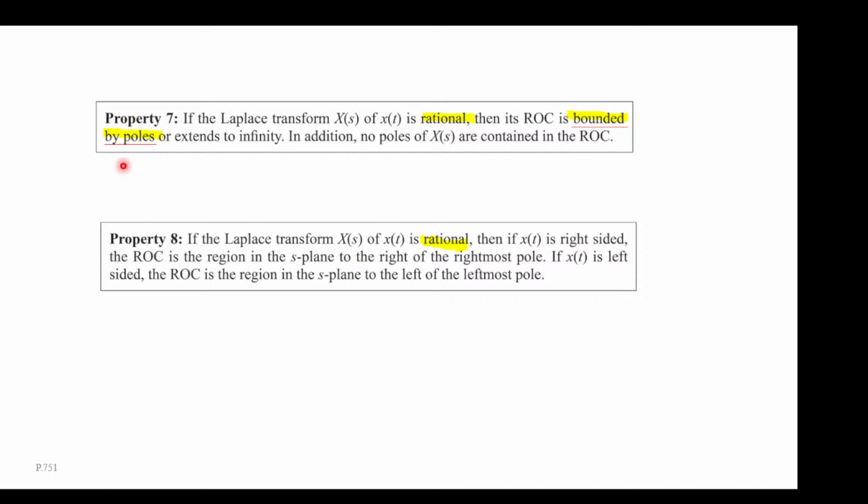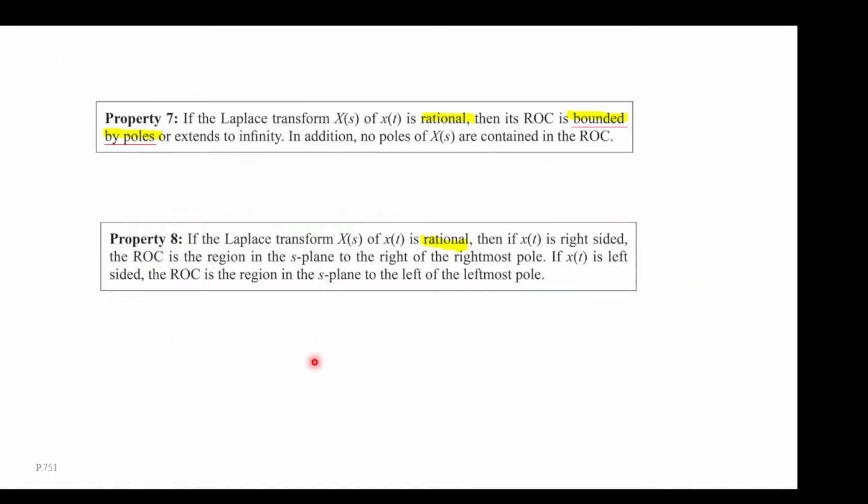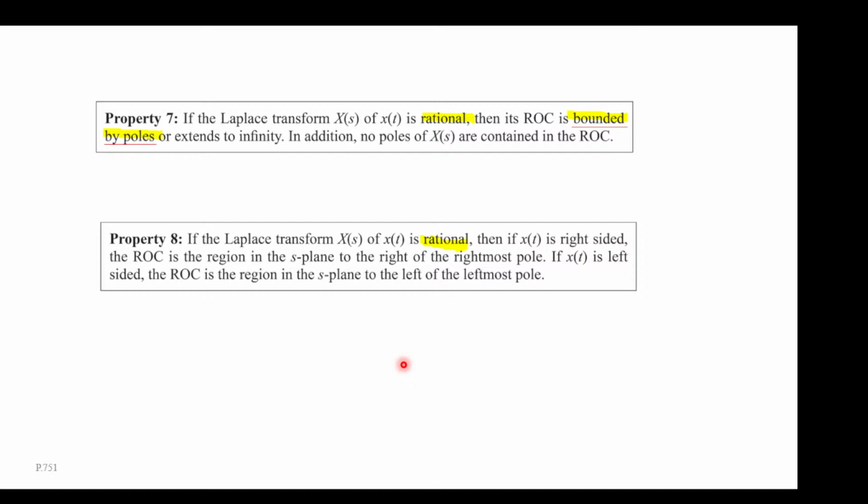Finally, property 8 is a combination of property 7 and the previous ROC properties. Properties 3 to 6 say that if you're a rational function and your function is right-sided, then your ROC must be the rightmost ROC here. And if your function is left-sided, then your ROC must be the leftmost one here. So that's the properties of ROC.